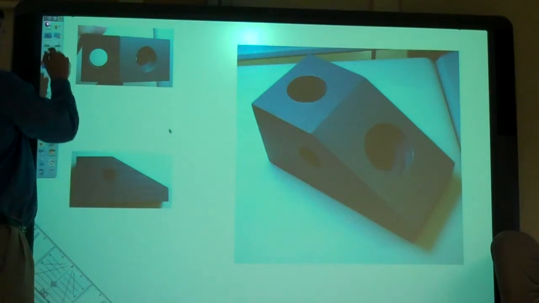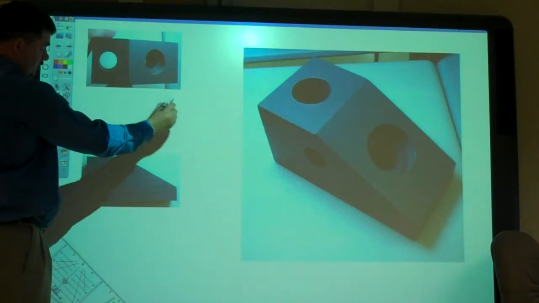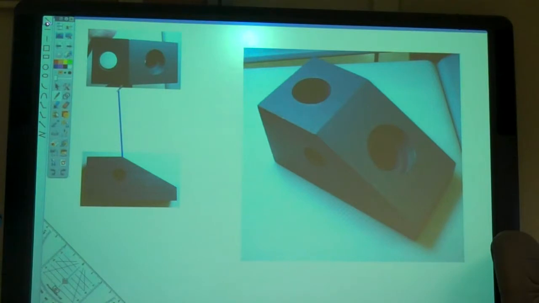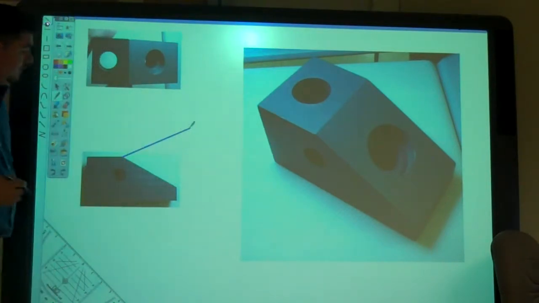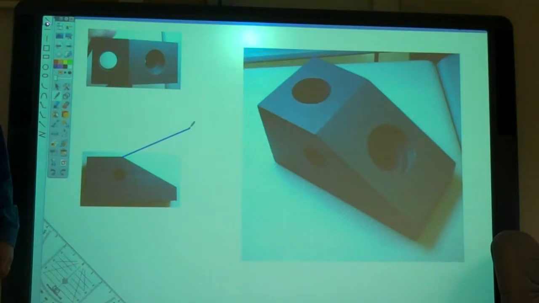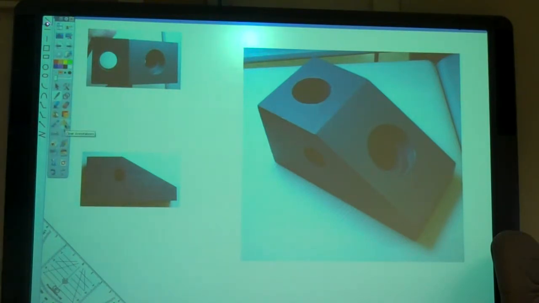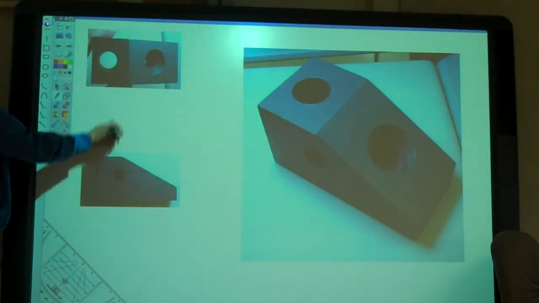Which angle is that? What angle do I need to project that? 30 degrees. How do I know it's 30? 30 degrees would be about there. Is that right? No, it's not right. How would I know what angle? How do I project it if I'm going to the top? 90 degrees, right? So this plane, I'm going 90 degrees up.